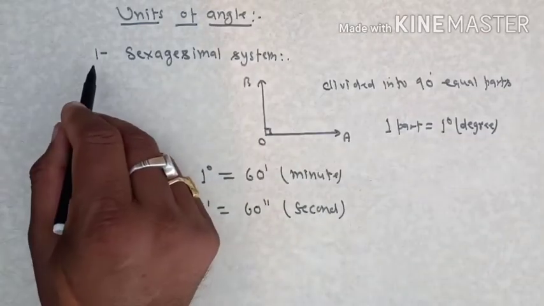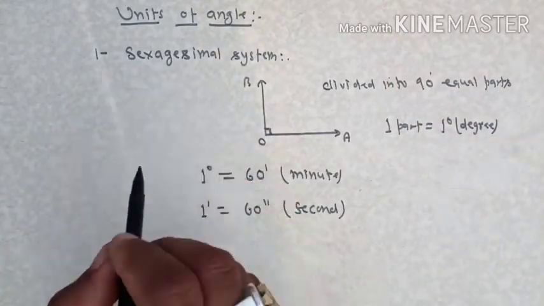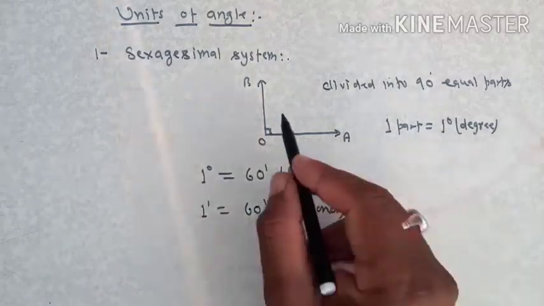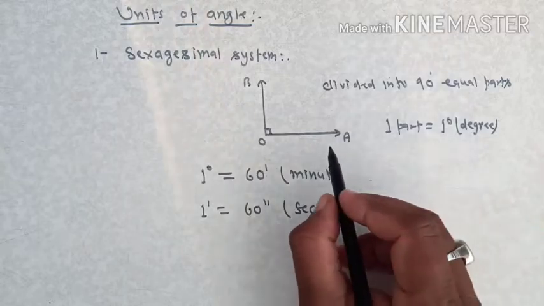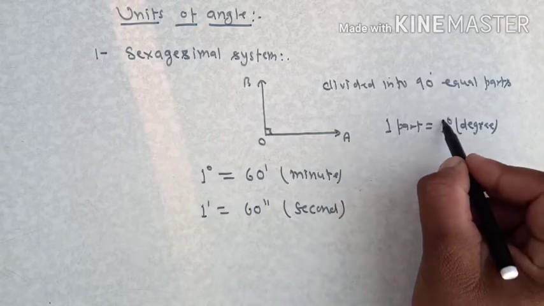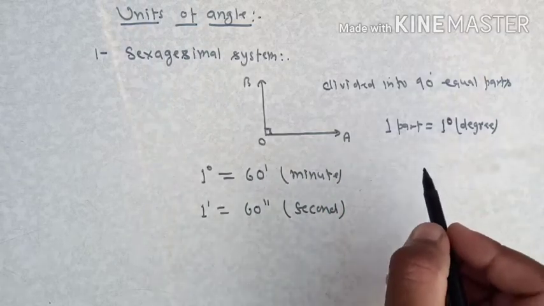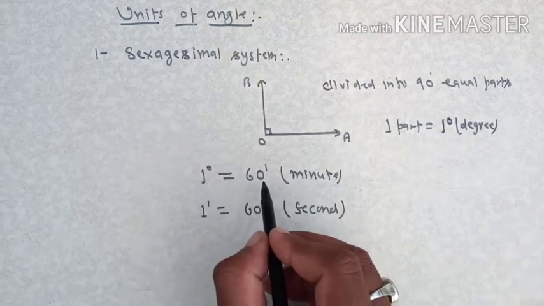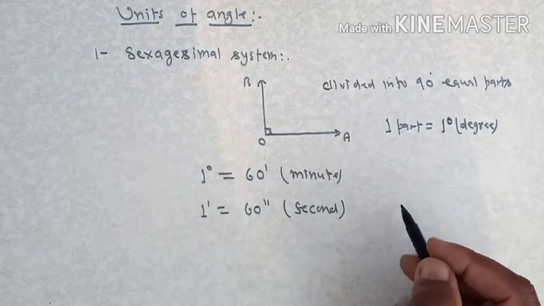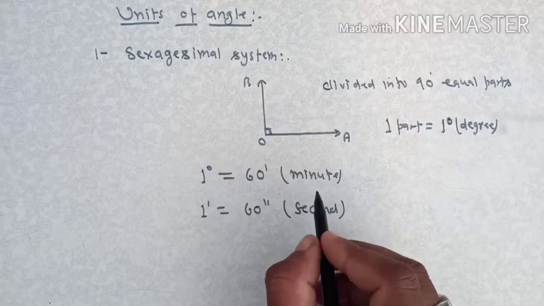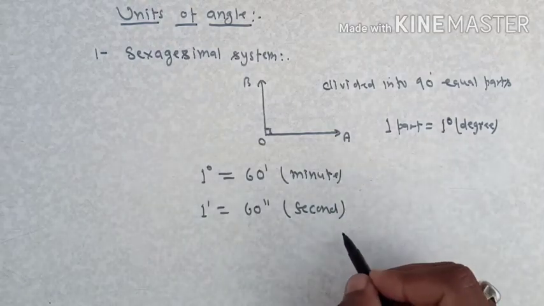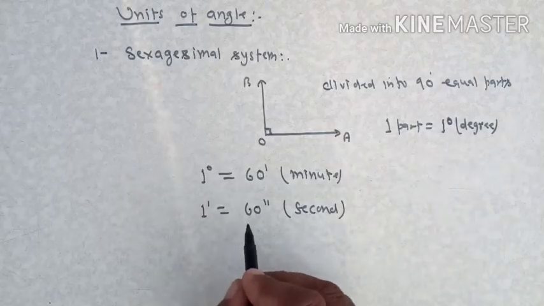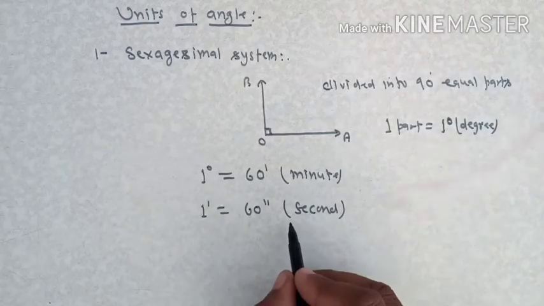Unit of angle. So first system, sexagesimal system. In this system, one right angle is divided into 90 equal parts. Each part is called 1 degree. Again 1 degree is divided into 60 equal parts. Each part is called 1 minute. Again 1 minute is divided into 60 equal parts. Each part is called 1 second.